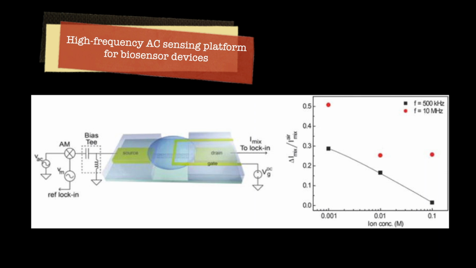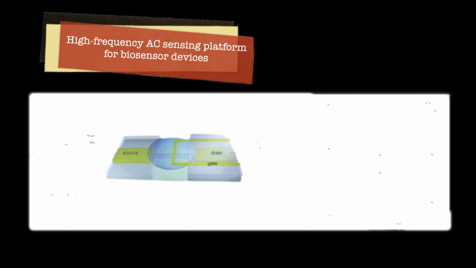So here shows the measurement setup with AM modulated input at the source electrode. Sensor response with varying background ionic strengths at frequency 500 kHz, the black filled squares, and frequency 10 MHz, the red filled circles. So the solid line is the logarithmic fit to the experimental data at frequency 500 kHz.